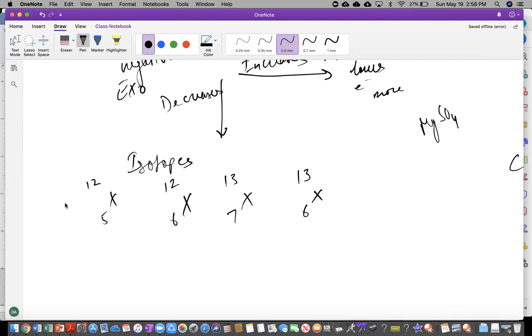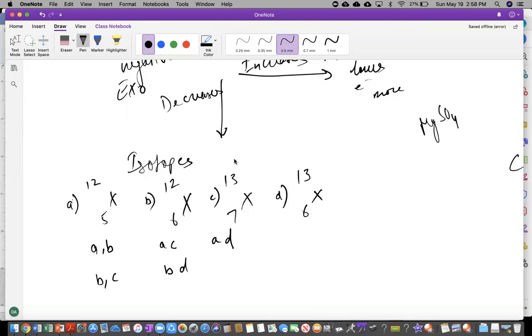Let's say this is A, this is B, this is C, and this is D. Are A and B isotopes, or A and C, or A and D, or B and C, or B and D? It could be any of these combinations. So if you look at this, what should be your answer?